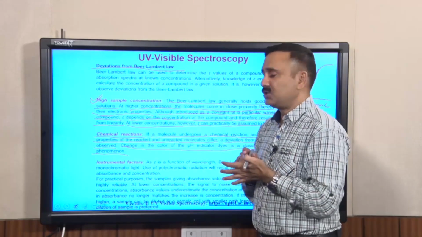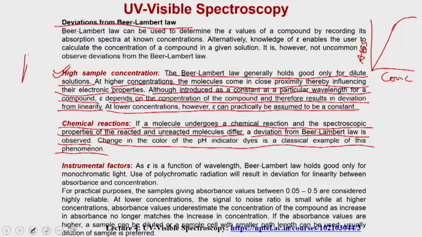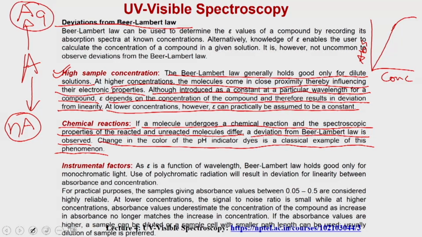Apart from that, in chemical reactions, if you have a molecule A, either it goes for polymerization reactions or it goes for disintegration reactions, which means the A gets broken down into more number of A's, or A goes into polymerization. That also is going to give you a deviation from the Beer-Lambert law, because as you see, A is directly proportional to epsilon and Cl.